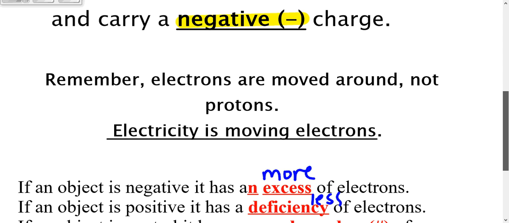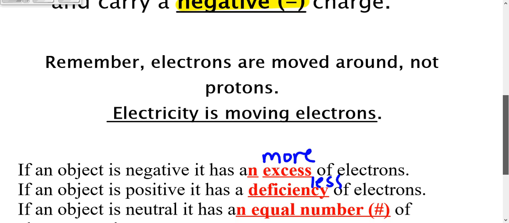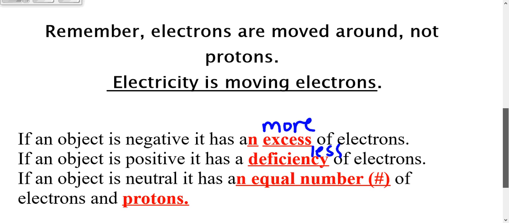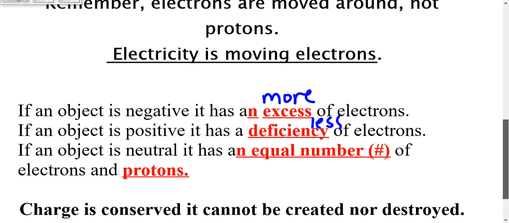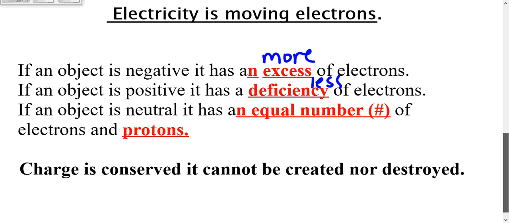So if an object is negative, it has an excess of electrons. And excess means more. It has more electrons than, say, protons in the nucleus. And we'll talk a little bit about this tomorrow as well. If an object is positive, it has a deficiency, or it has less electrons than protons. And if an object is neutral, it has an equal number of electrons and protons.